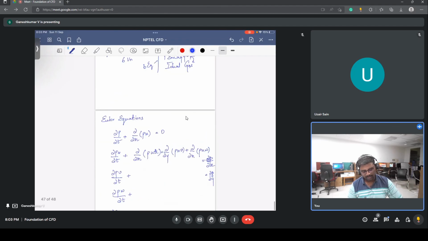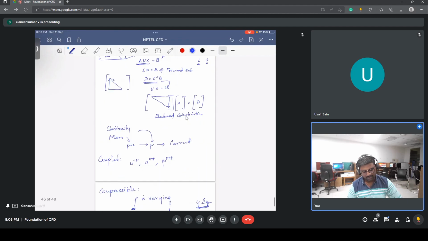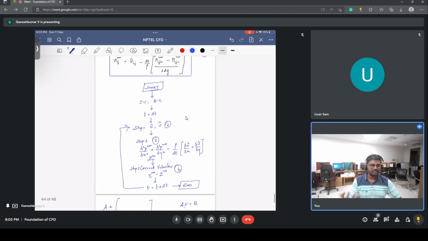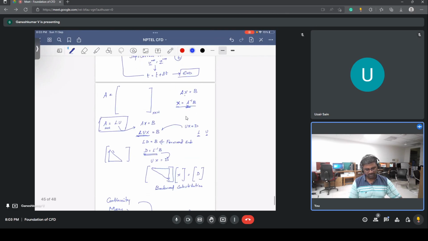In our segregated approach, whatever we saw has different steps. In a sequential manner, you are solving three different equations. All right. So by this, I will stop.